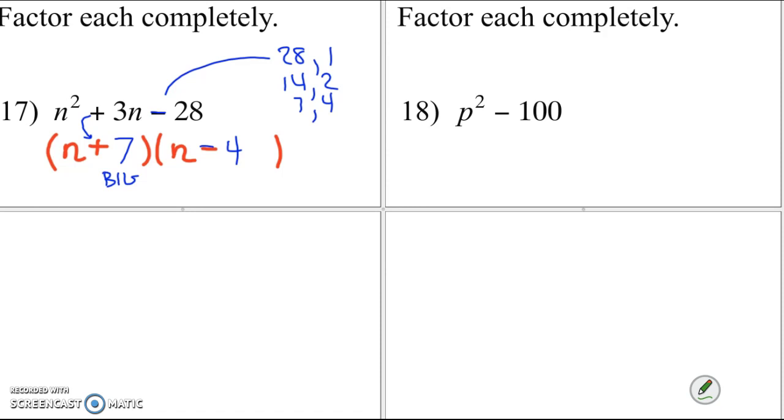You can check it by doing your outsides and your insides. Outsides negative 4n. Insides are 7n. Add a 7n plus a negative 4n and you get a 3n.